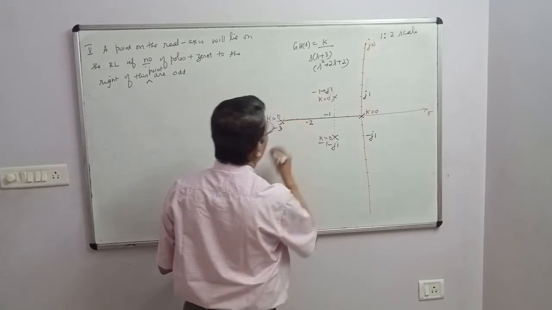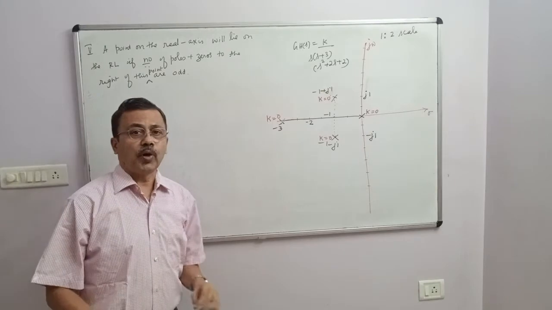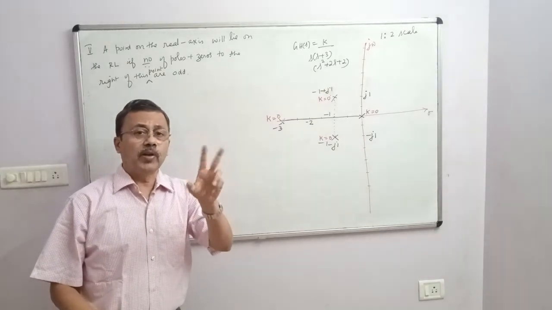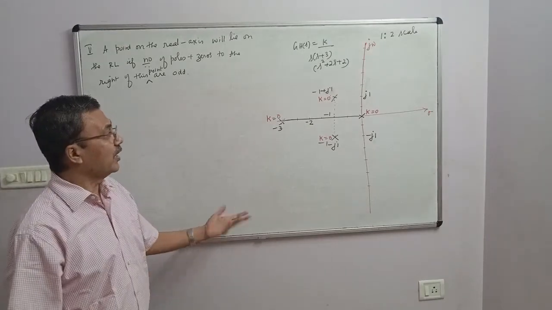This aspect I have told in the previous problems also. You take a point on the real axis, look to the right of this point. If the number of poles plus zeros is an odd number to the right of that point, the root locus will exist or will lie there.